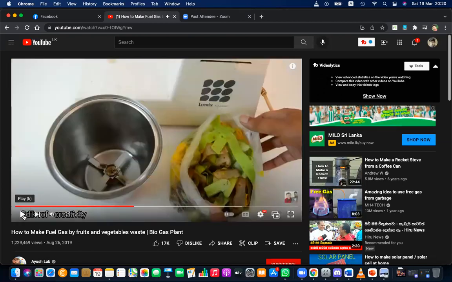You can see the food wastage, basically fruits, vegetables, and their waste products.